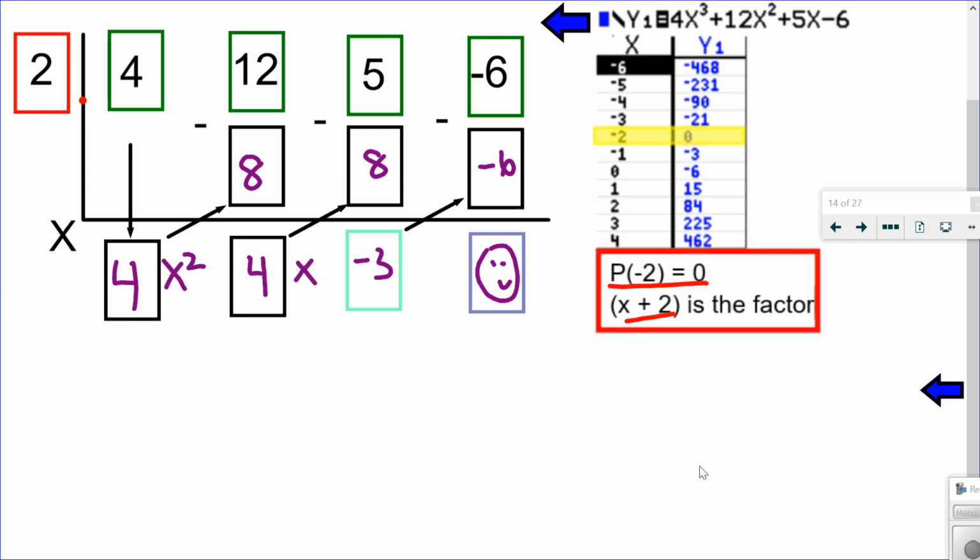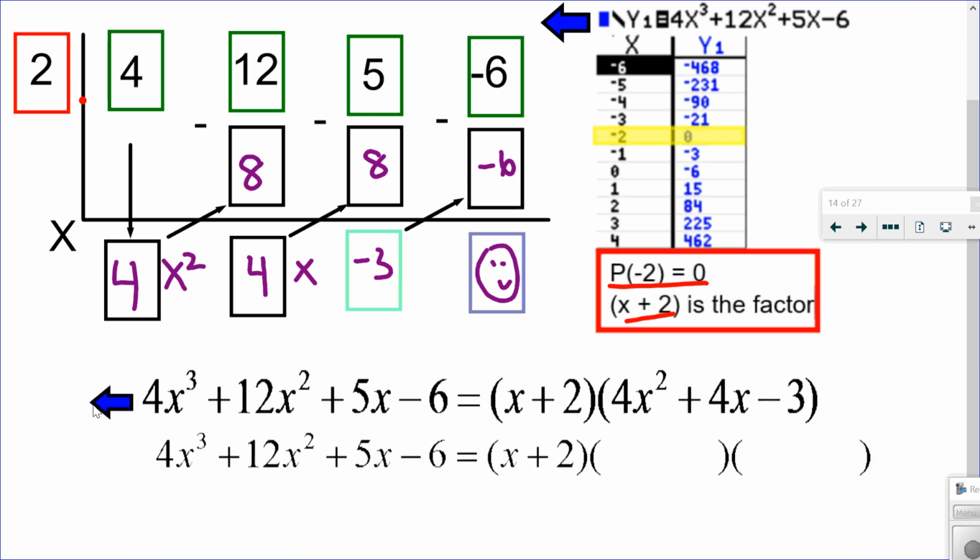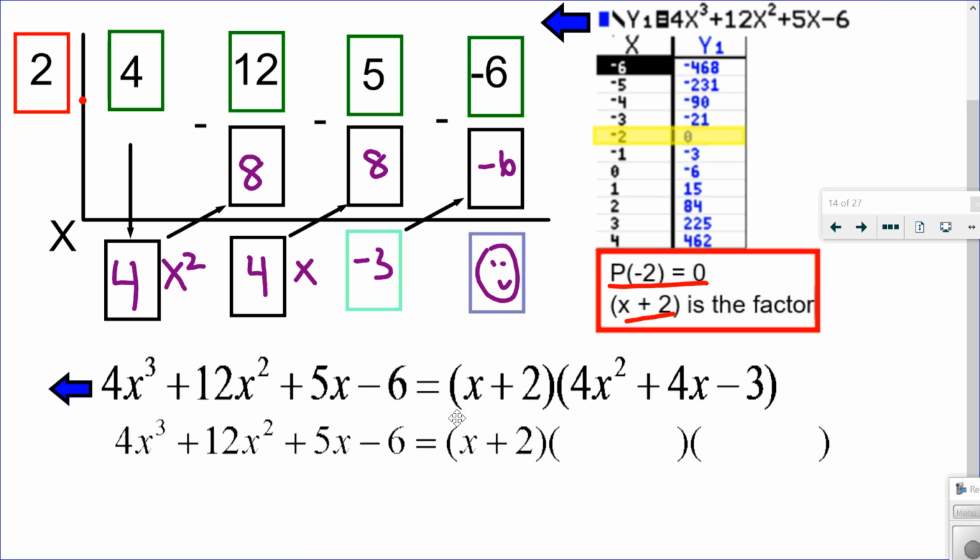So what I have so far is that this cubic function breaks down into 4x squared plus 4x minus 3 multiplied by the potential integral zero I found, which was -2, so the factor was x plus 2. And then all I have left to do is factor this quadratic, and then I am done. So I know it factors. Always worth a check in the graphing calculator just to see if you've done it correctly.